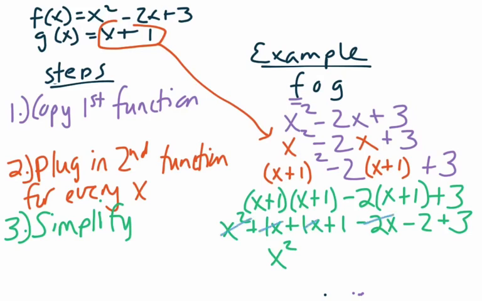And then for my constants, I have 1 minus 2. Actually, it's easier to do it this way. 1 plus 3 is 4, and then 4 minus 2 is 2. And we're done. There's your composition. Ta-da! So hopefully you were able to follow that.